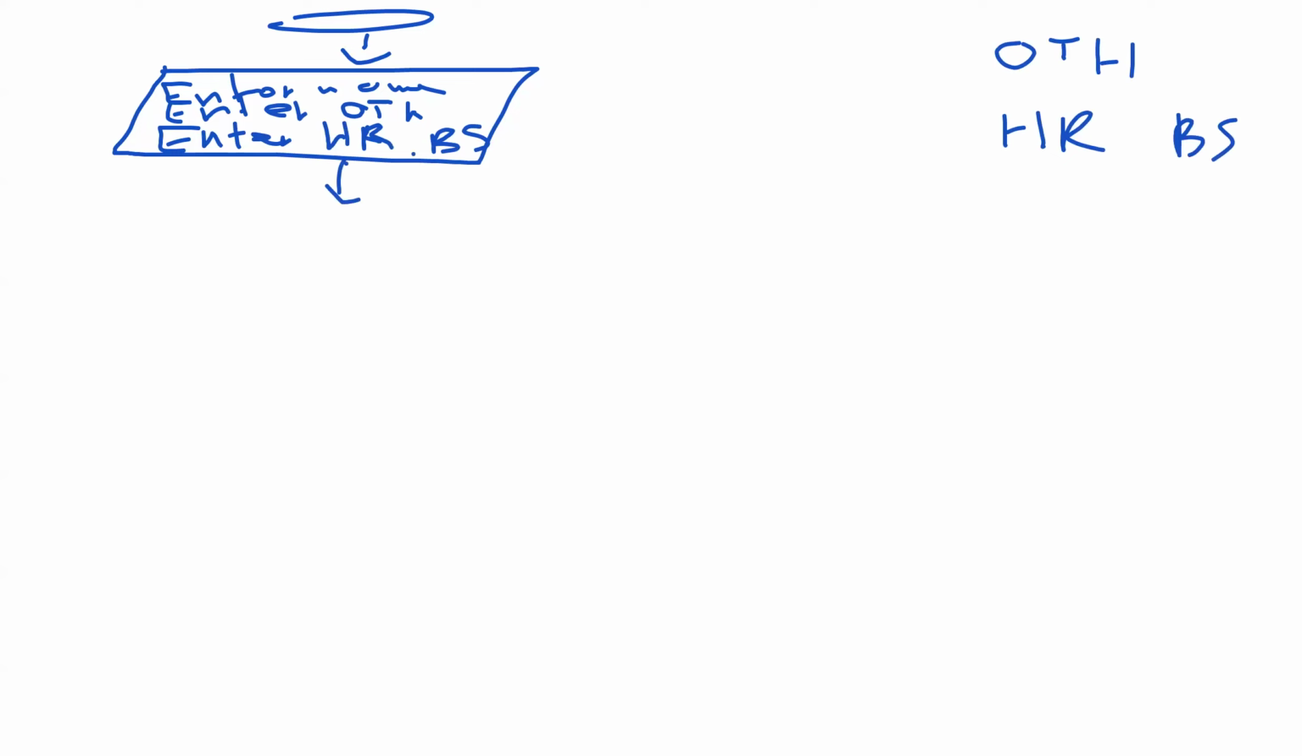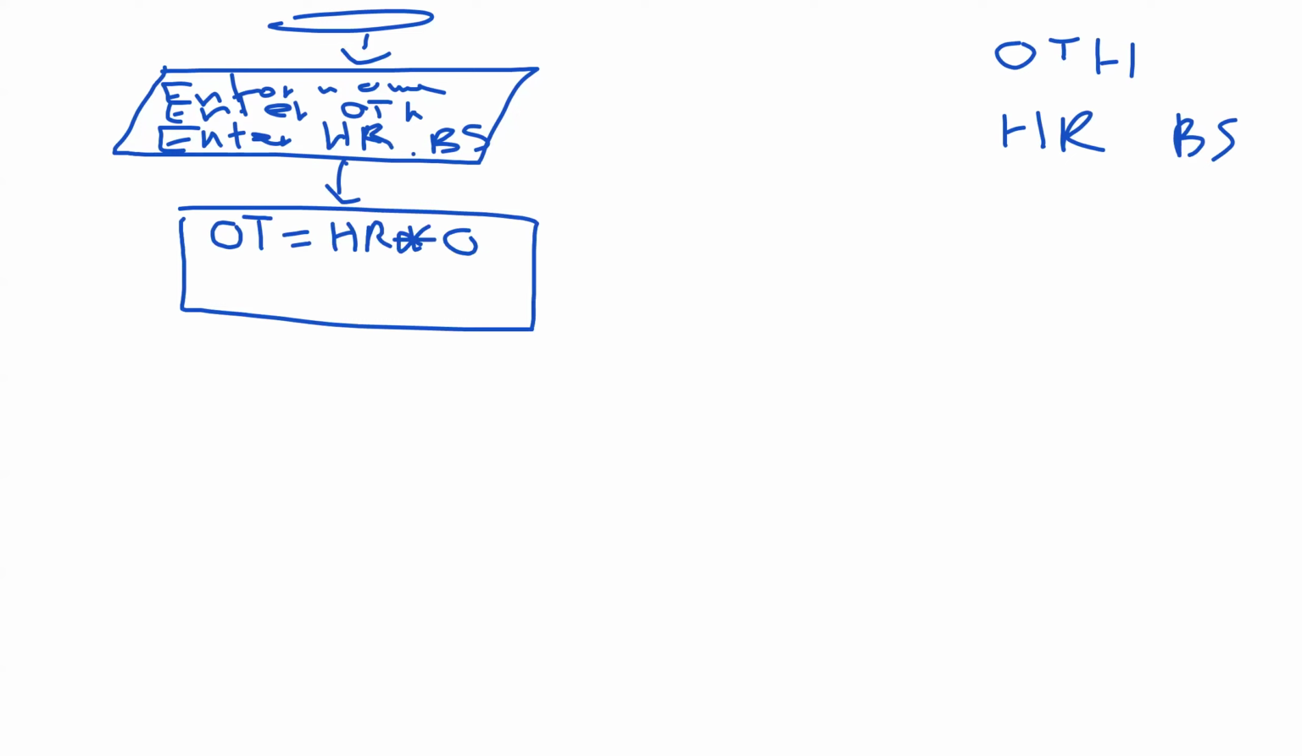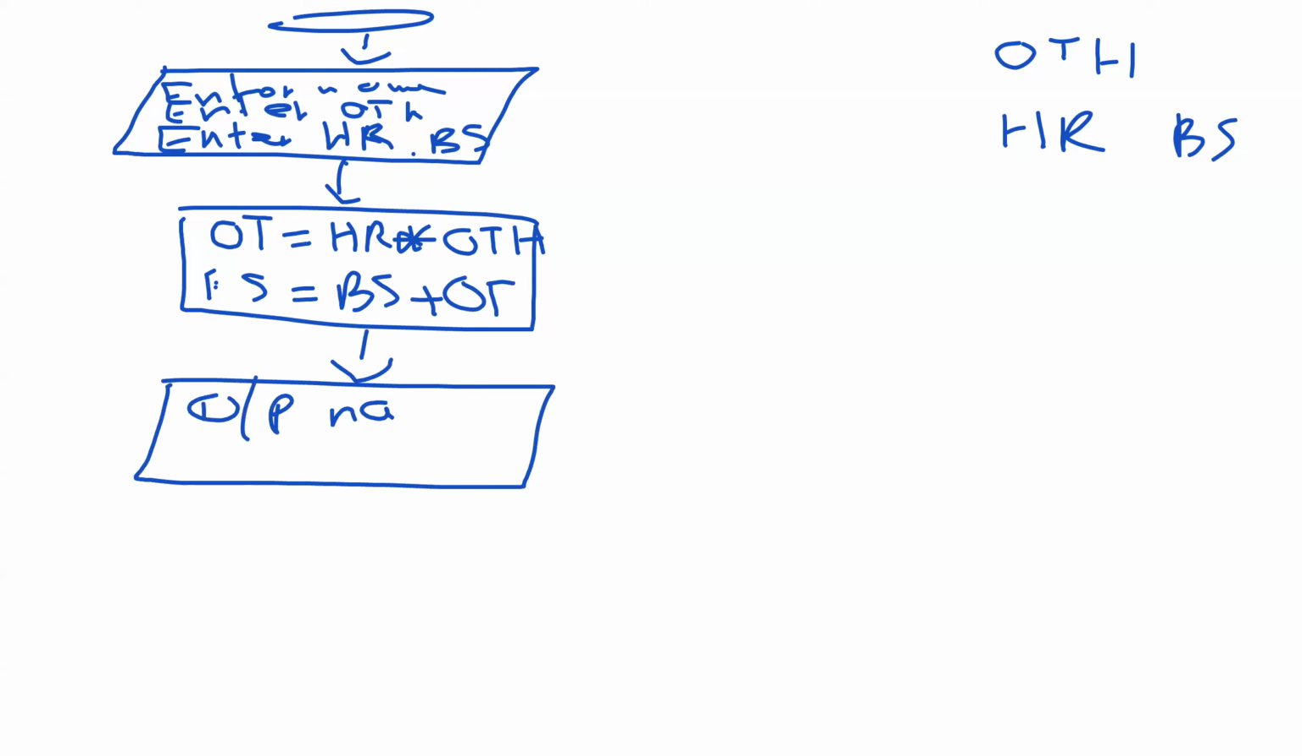Okay. Now you're going to find what? OT amount: OT equals hourly rate times OT hours. And final salary equals basic salary plus OT. In this way you can do this. And now you can display what? Output name, output OT, output final salary. Right. This is the program for a single employee.